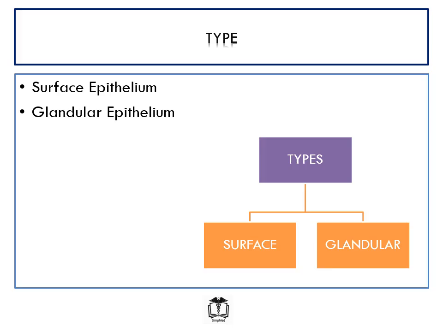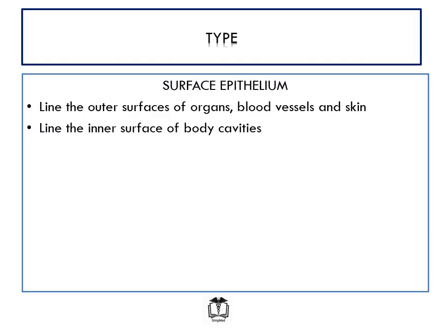Let's talk about the types of epithelial tissues we have. We have two major types of epithelium, and this is based on function. We have surface epithelium that tends to serve the function of lining surfaces, whether outer surfaces or inner, internal surfaces. And then we have glandular epithelium that tends to serve the function of creating the structural architecture of a gland.